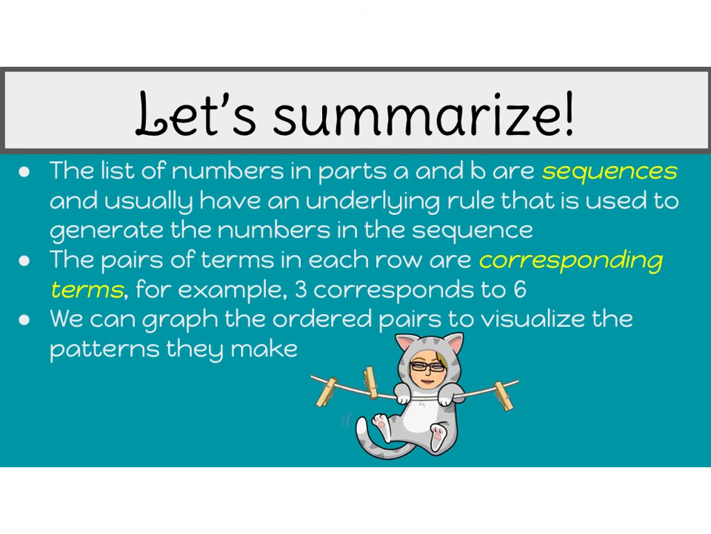So let's summarize what we've talked about. The list of numbers in parts A and B are sequences and usually have an underlying rule that is used to generate the numbers in the sequence. The pairs of terms in each row are corresponding terms or values, as I stated earlier. For example, 3 corresponds to 6 in that original table that we did. And we can graph the ordered pairs to visualize the patterns they make.